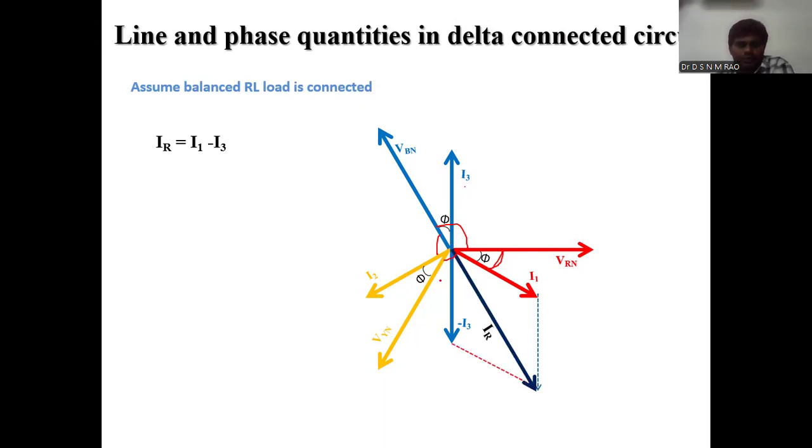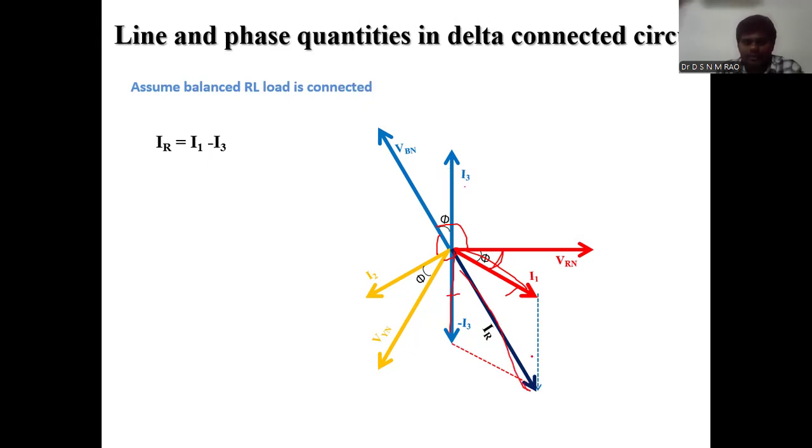So here I1 is here. Where is I3? I3 is here only, positive I3. If you project this line exactly in 180 degrees phase shift, it will become minus I3. So this is I1 and this is minus I3. So the vector sum of these two vectors will give the IR.